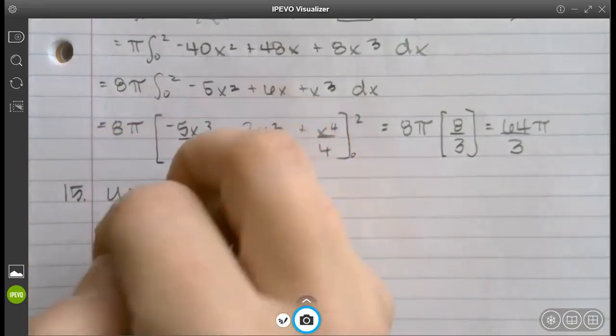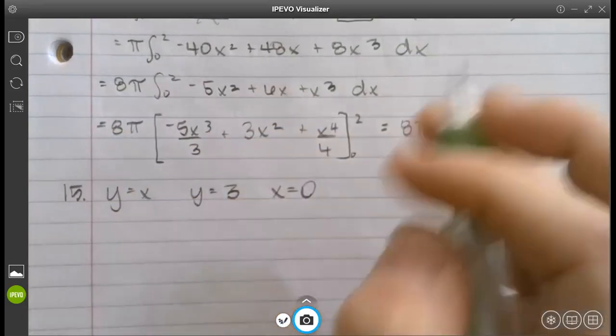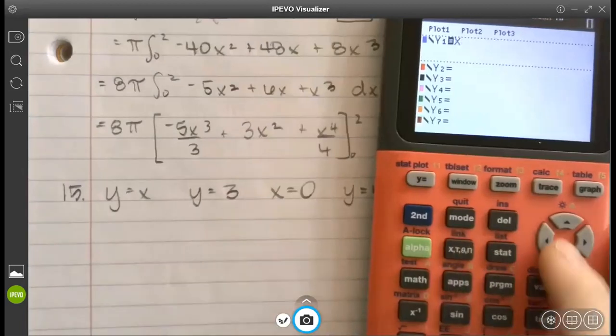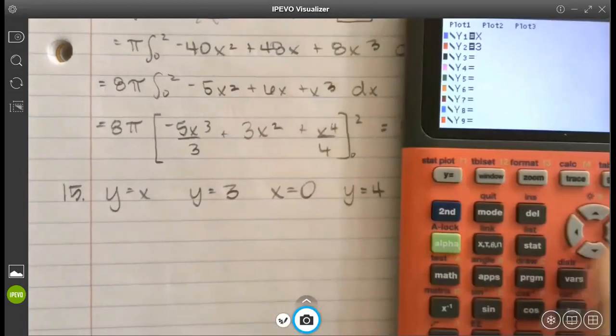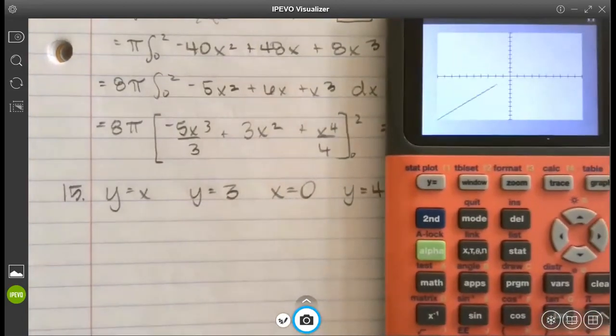We get y equals x, y equals 3, x equals 0, and y equals 4. Now realize on your AP exam, you're not getting Desmos. The only thing your calculator won't do is any of your x's, but what is x equals 0? It's not the x-axis, it's the y-axis. So you can do these on your calculator. That's fine. And graph it and understand that x equals 0 is the y-axis.